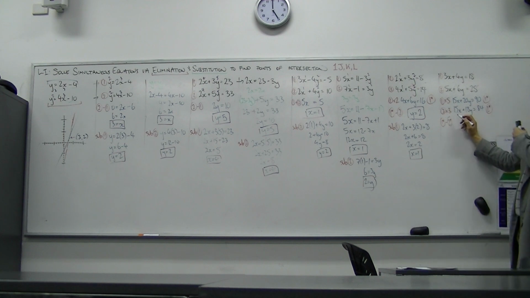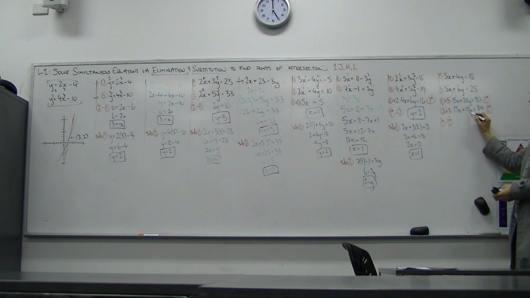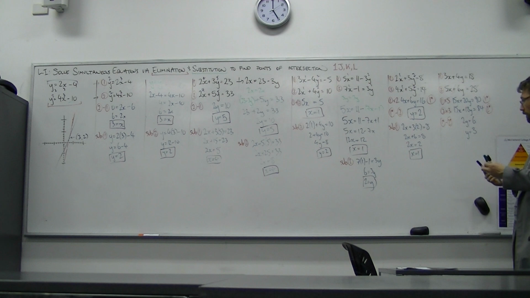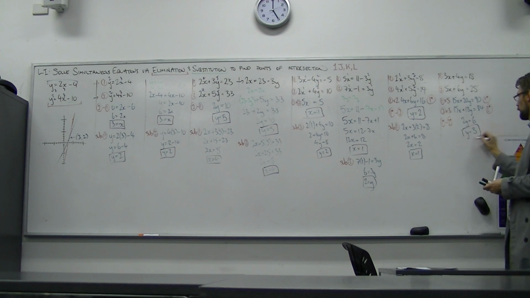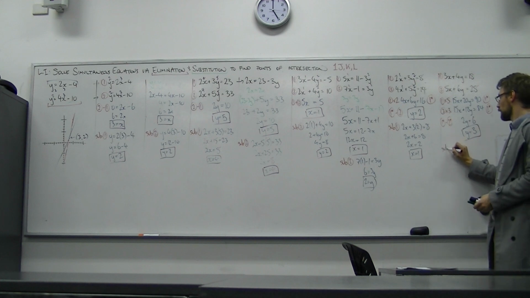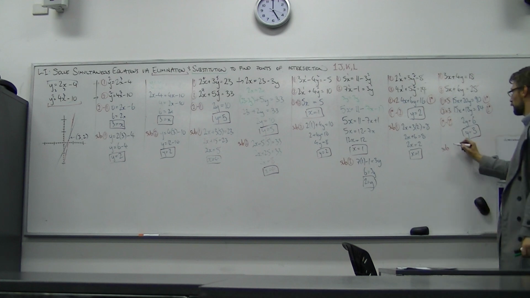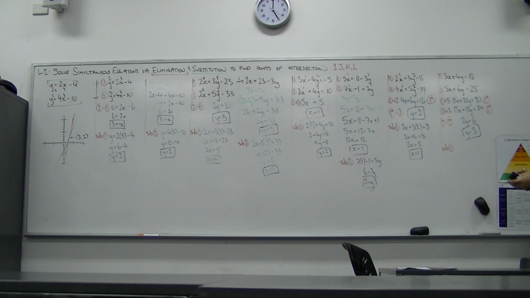15x minus 15x, dead. 20y minus 18y gives me 2y. 90 minus 84, 6. Divide by 3, divide by 2, gives me 3. Bang, 1 down, 1 to go, sub it in. Could pick either of them. I'm going to pick the first one for no particular reason. Numbers are a little bit smaller, but it's not the worst thing in the world.